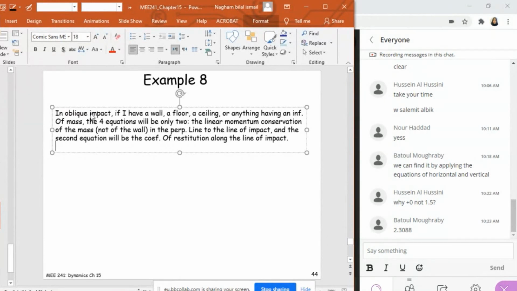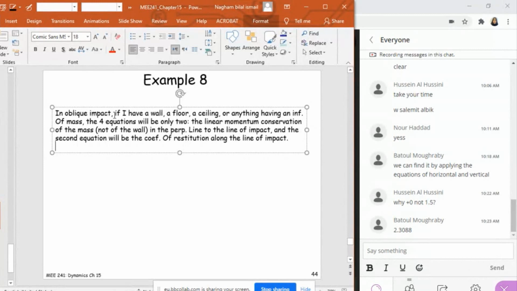So the remaining two equations are useless, because if I apply the equation of linear conservation of momentum for the wall in the perpendicular line, this will give me 0 times infinity is equal to 0 times infinity. And if I apply the linear conservation of momentum for the system of the particle with the wall, this will also give me 0 times infinity. So that's why the only two equations are the linear momentum conservation for the mass that is striking the wall in the perpendicular line to the line of impact, as well as the equation of coefficient of restitution. All right, guys? So let's apply them.